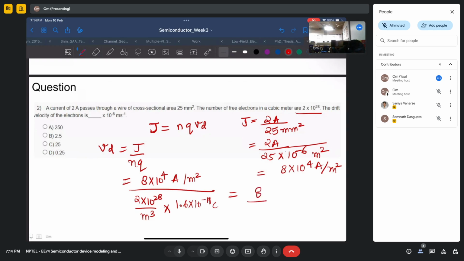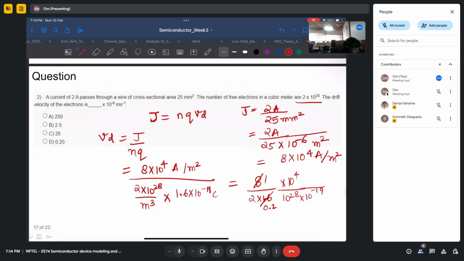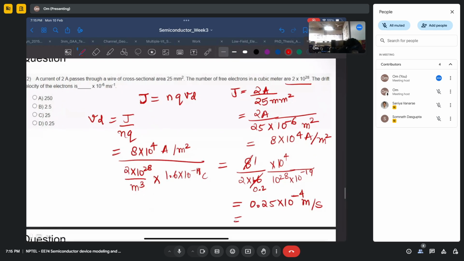Okay, so we have 8 upon 2 into 1.6, 10 to the power 4 on 10 to the power 28, 10 to the power minus 19. So we can write this, maybe this is 0.25 into 10 to the power minus 4, 2.5 into 10 to the power minus 5 meter per second, I think.